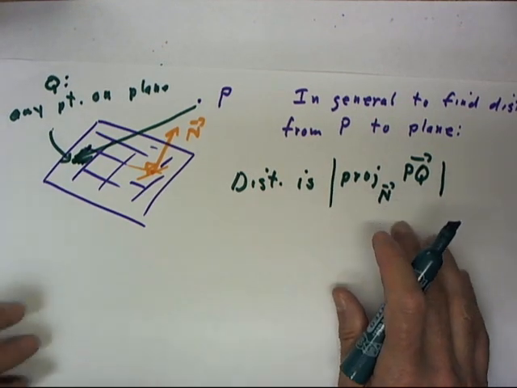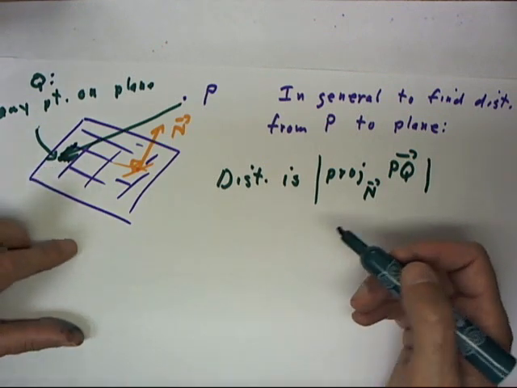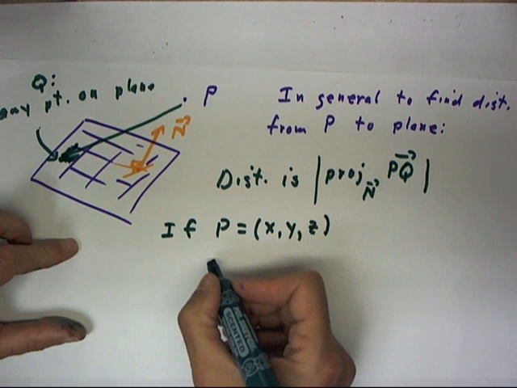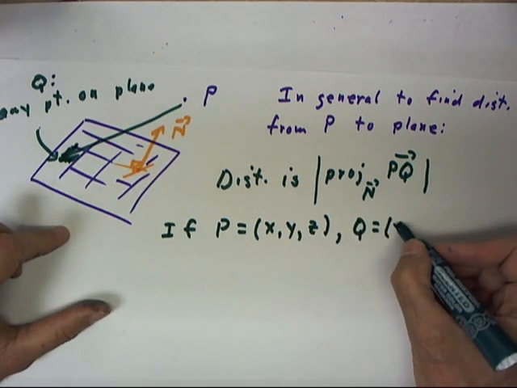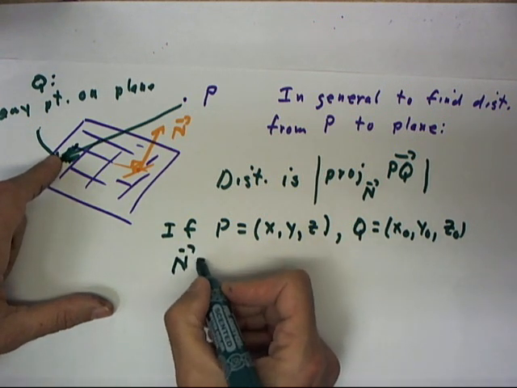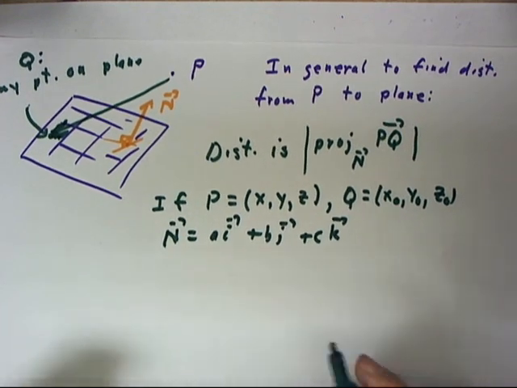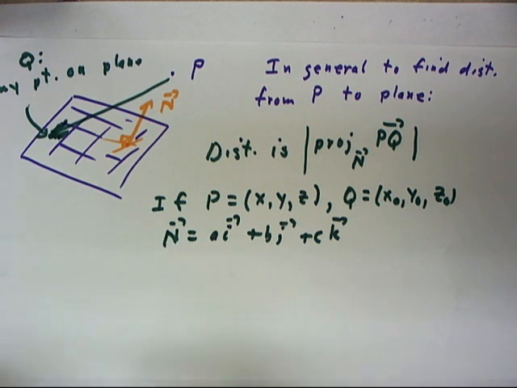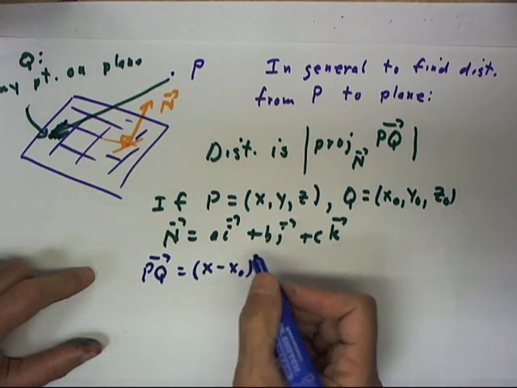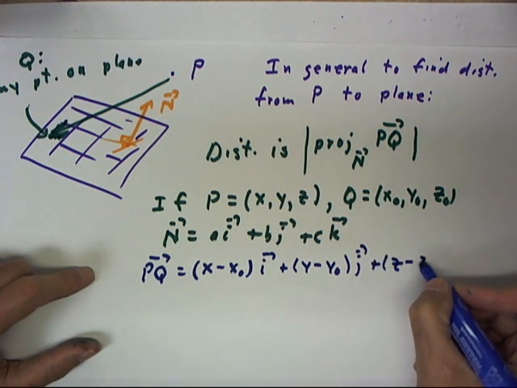So that's it. Now, if we put coordinates on the point P and coordinates x0, y0, z0 on the point Q, so if the point P is x, y, z, and Q is x0, y0, z0, any point on the plane, and if n is ai plus bj plus ck, then our vector PQ is x minus x0 i plus y minus y0 j plus z minus z0 k.